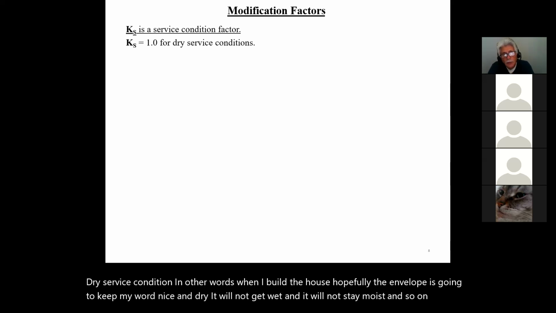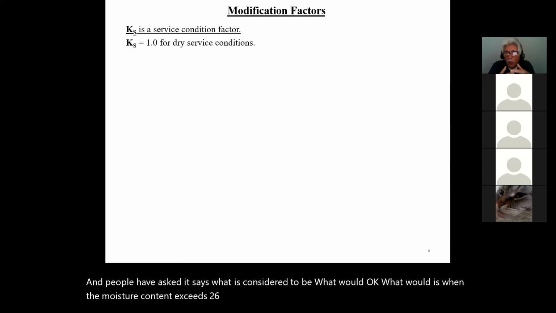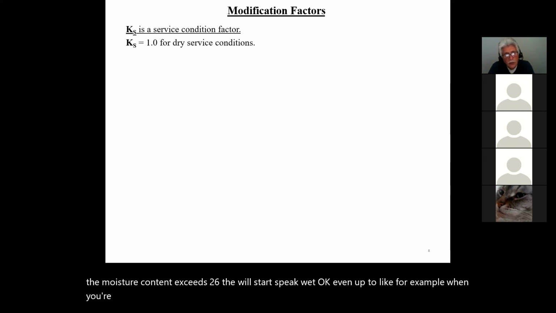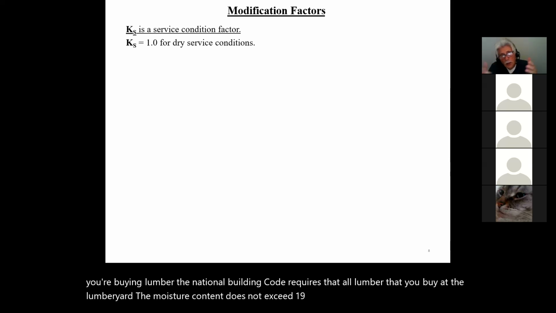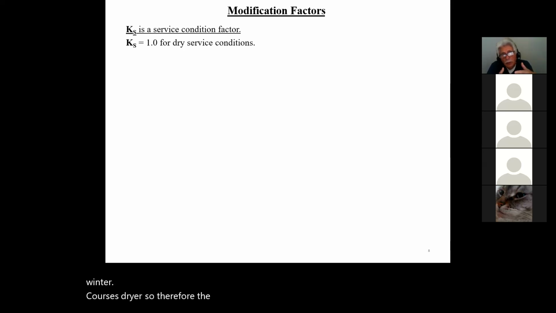People have asked, what is considered to be wet wood? Wet wood is when the moisture content exceeds 26%, the wood starts to be wet. When you're buying lumber, the National Building Code requires that all lumber that you buy at the lumberyard has a moisture content that does not exceed 19%. Most of the wood in your house right now, if your house has been built and it's gone through one heating season, depending on the winter, of course, is drier, so the moisture content is going to be lower, but that should be about 5 to 7%, 8%.